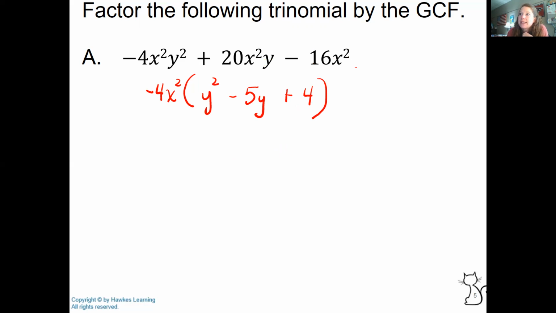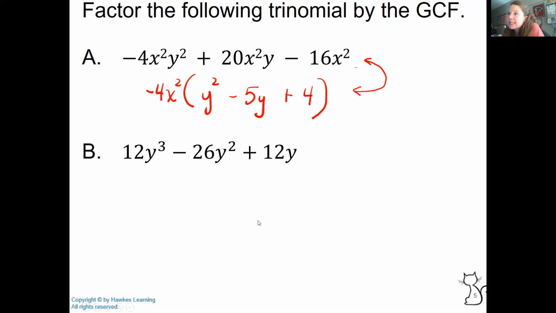And then if I want to check my answer, I could use the distributive property. I could multiply -4x squared by y squared, and I would get the first term. Multiply -4x squared by -5y, I would get the second term. And the third term I could check, and I can see that these 2 expressions are equivalent. And I could check my answer by using the distributive property. All right, let's look at letter B.